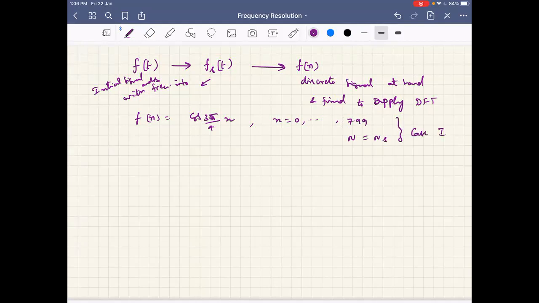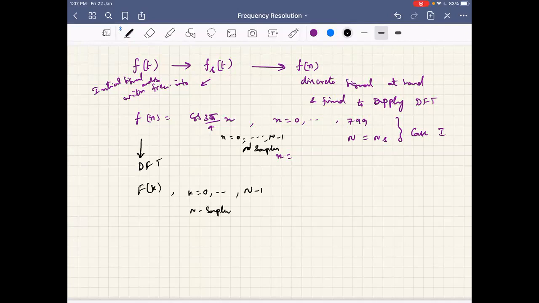In case 2, I can take any number of samples. My objective is, after taking a certain number of samples, since this is only in my hand, I will now take the DFT, the discrete Fourier transform. The discrete Fourier transform gives f of k, and k ranges from 0 to n minus 1, so n samples. Here also it ranges from 0 to n minus 1, so n samples.